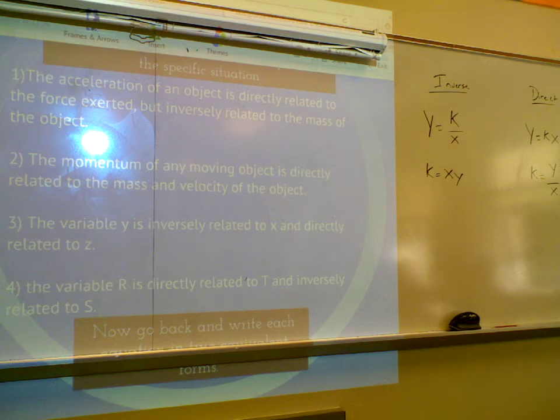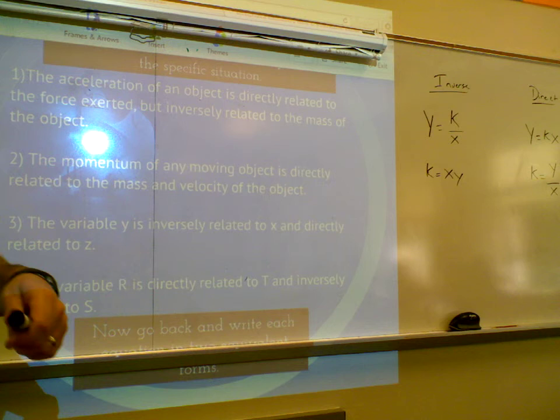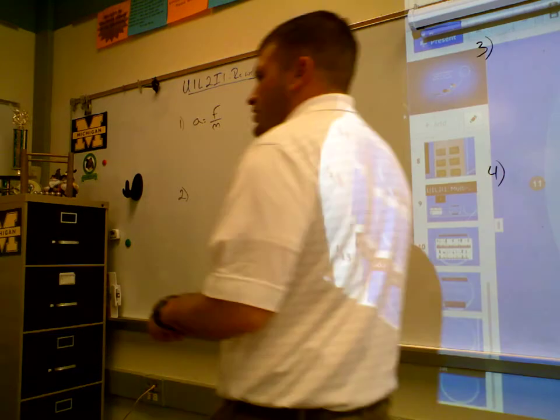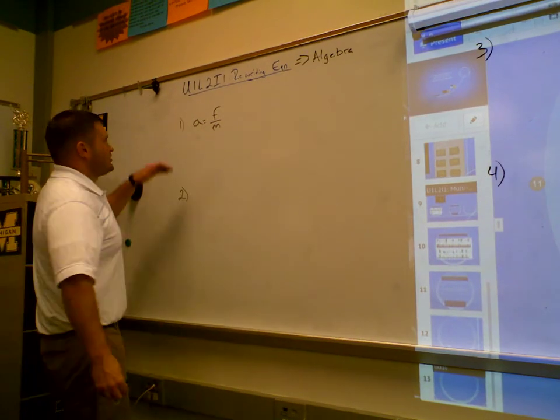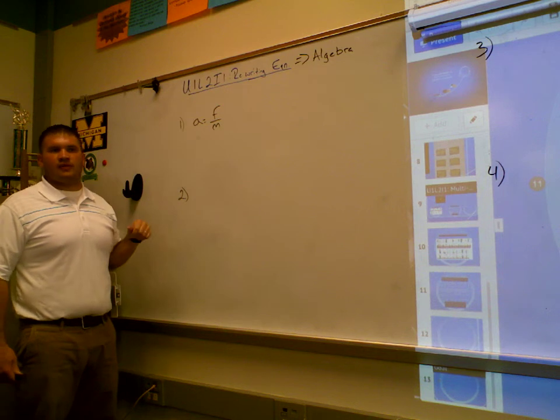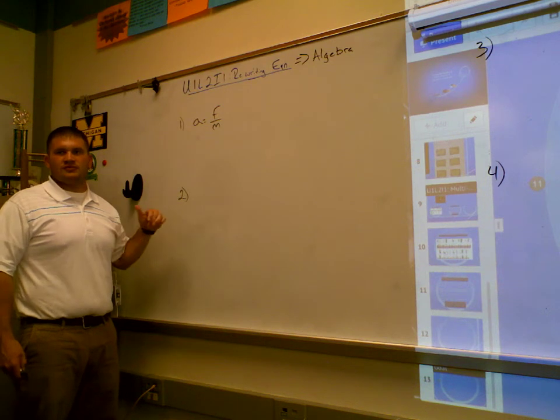So, first thing I ask you guys to do is to write equations for these 4 situations, right? And something that'd be useful would be the definitions of direct and inverse. So, how do we do? Does the first one make sense? Okay, so that first one, it says acceleration and force are directly related, and acceleration and mass are inversely. So since acceleration and force are directly related, force goes on top, and inversely, mass goes on bottom. Does that make sense? Okay.